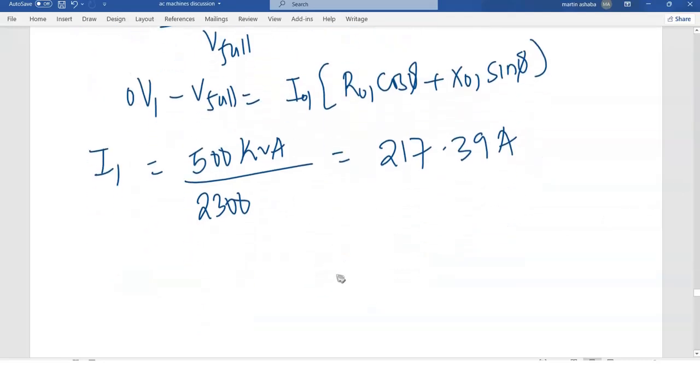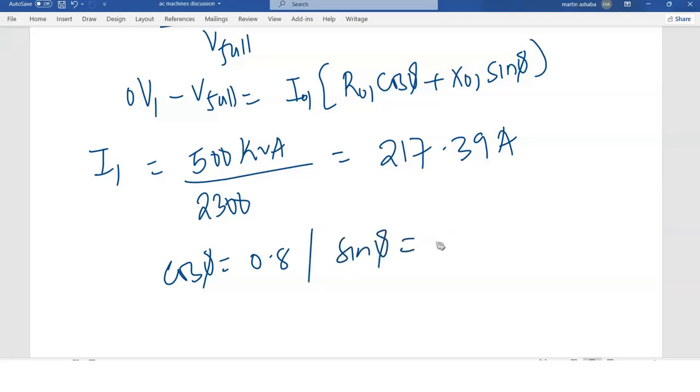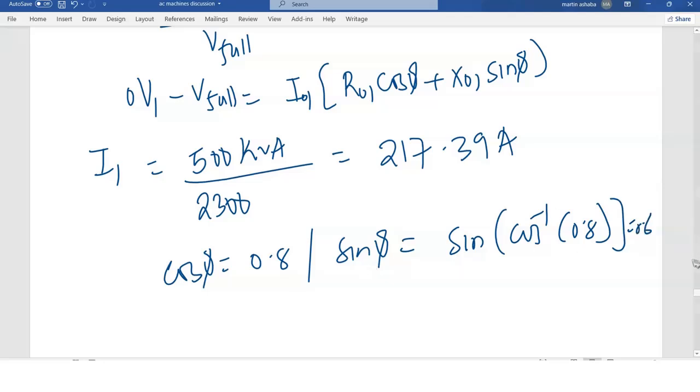And we already know that cos phi is equal to 0.8. So what is sin phi? Sin phi is going to be sin of arccos of 0.8, and this is 0.6. So what does that mean?